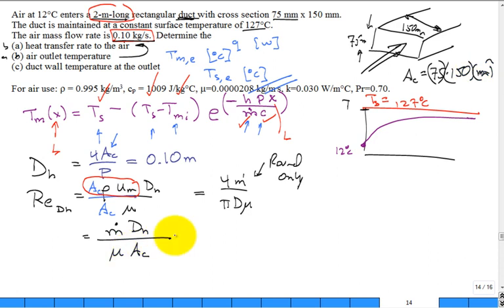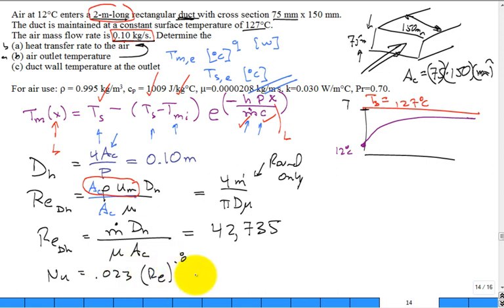When you do this, the Reynolds number comes in at 42,735. So I pause for a minute. What do you conclude about that Reynolds number? Turbulent flow. What correlation would you like to use for turbulent flow? The Dittus-Boelter. So you get that the Nusselt is 0.023 Reynolds to the 0.8. Is the fluid being heated or cooled? That'll determine that exponent on the Prandtl number.